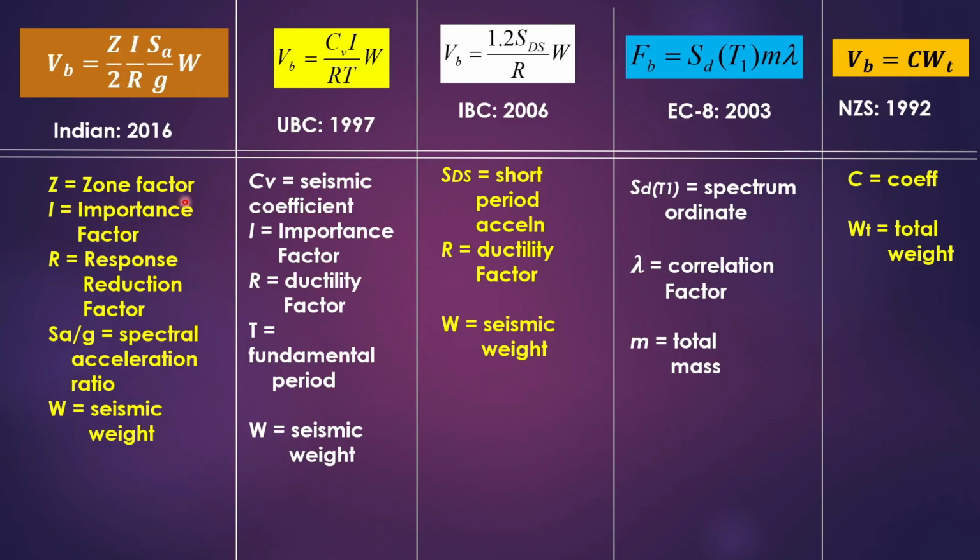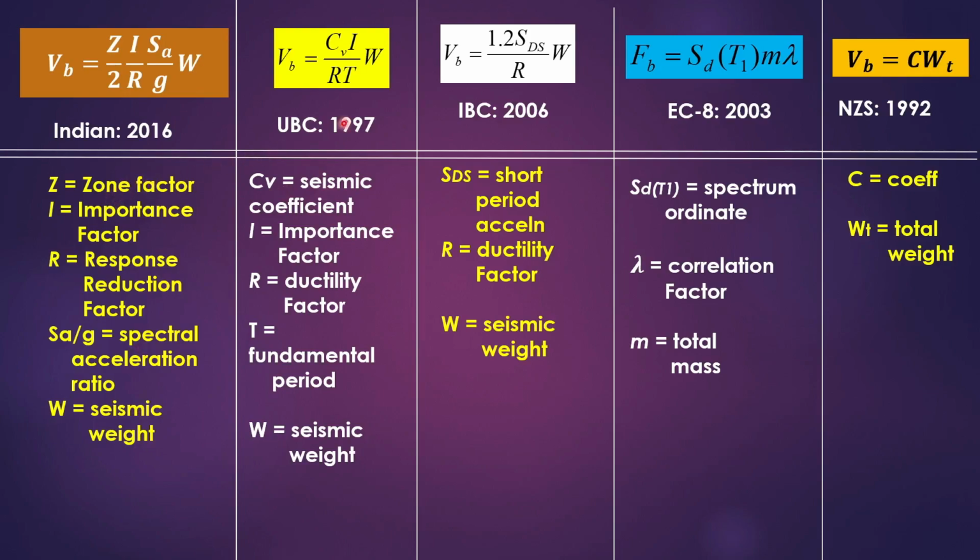Z is the zone factor, which indicates the seismicity level of a particular area. The whole country has been divided into 4 zones, zone 2 to zone 5. Zone 2 is the lowest seismicity and zone 5 is the highest seismicity. The zone factors for Indian conditions are given as 0.1, 0.16, 0.24 and 0.36 for zone 2 to zone 5. R is the response reduction factor, SA by g is the spectral acceleration ratio, and W is the seismic weight.